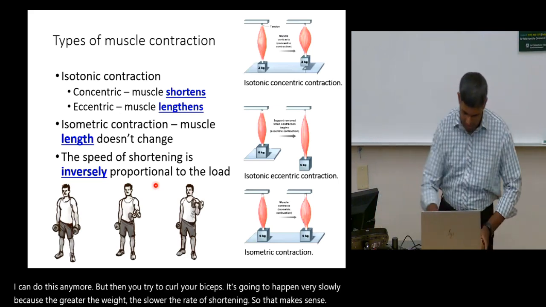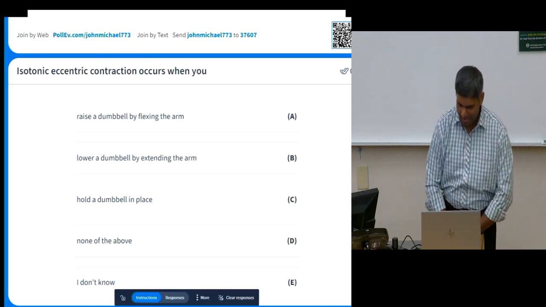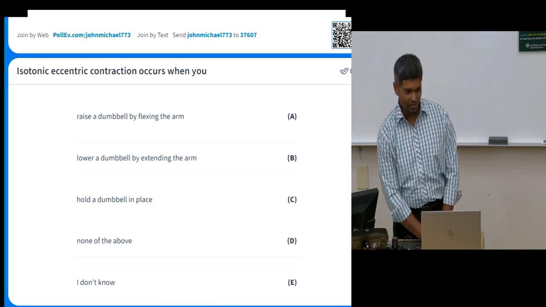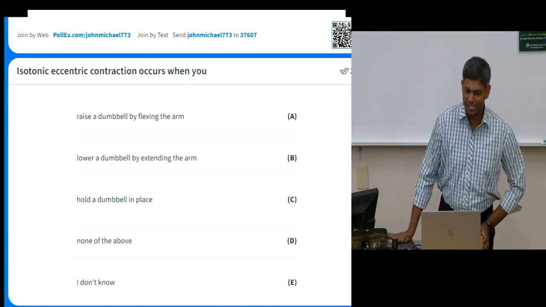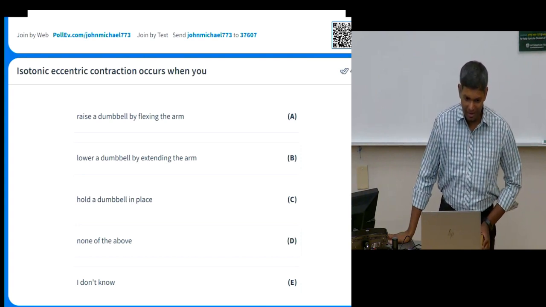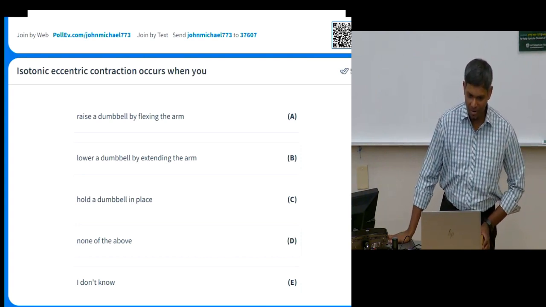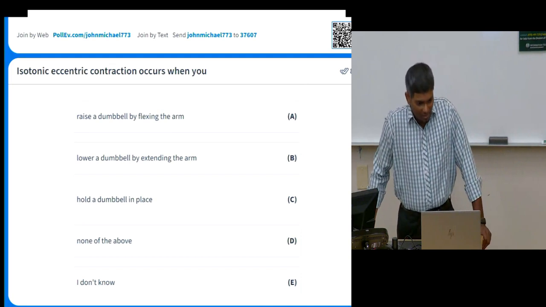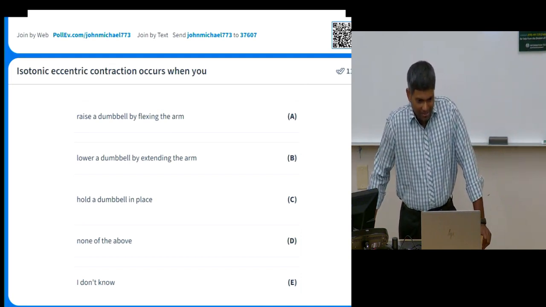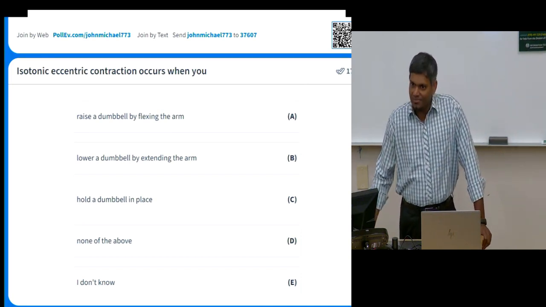Okay. Since none of you have questions, as usual, I have a question for you. Alright, so isotonic eccentric contraction occurs when you blank. A, raise a dumbbell by flexing the arm; B, lower a dumbbell by extending the arm; C, hold a dumbbell in place; D, none of the above.